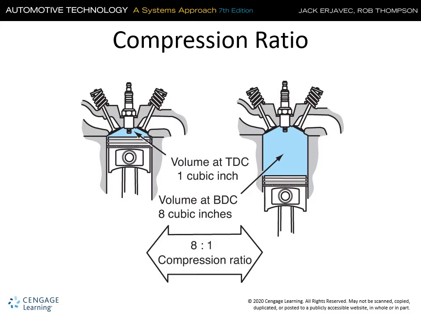Compression ratio. How many times is the volume reduced? In this case, we're going from 8 cubic inches to 1 cubic inch. That's compressing the air-fuel mixture in your typical 4-stroke gasoline engine, and that ratio is what creates the potential for energy. The higher the compression ratio, the hotter the air-fuel mixture gets, and the more power it's going to create, forcing the piston down.